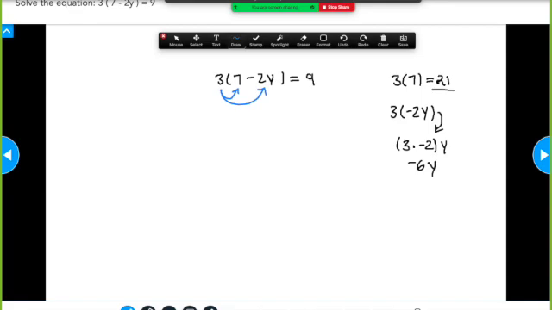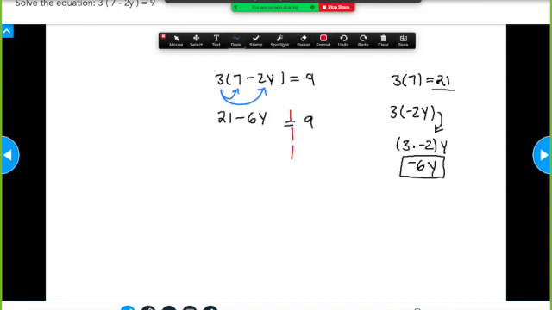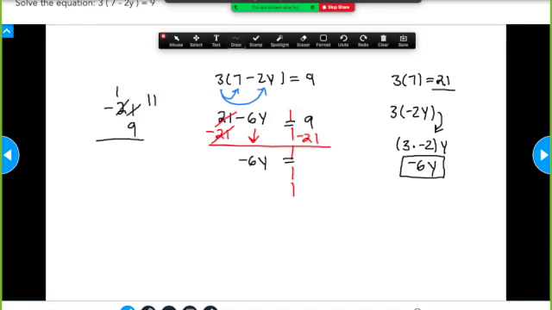So I'm going to start off with 21, and then since this was a negative, I'm going to subtract 6y here, equals 9. Last thing to do is solve for y. So I'm going to cut my equation in half, cancel out this +21 by subtracting 21 on both sides. When I do that, I can drop down the -6y. When I drop down the -6y, I get -21 and then +9. That would be 11. This turns into a 1.